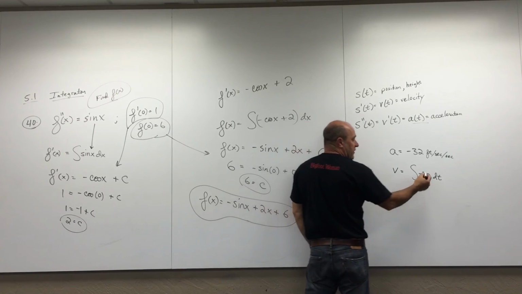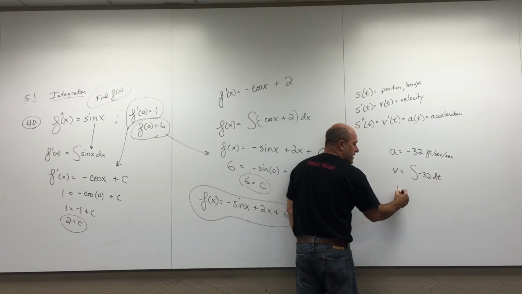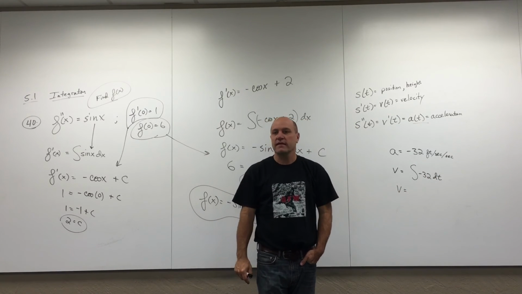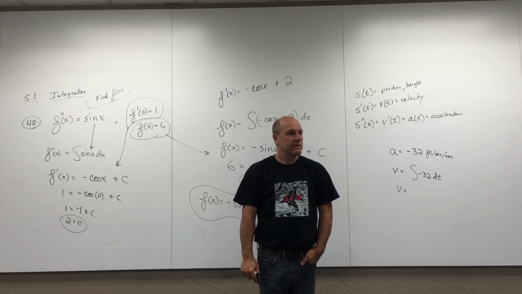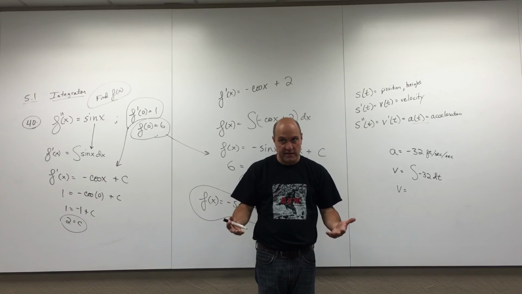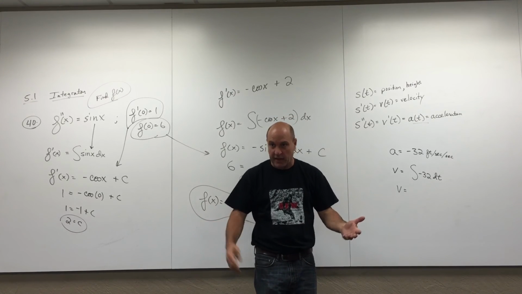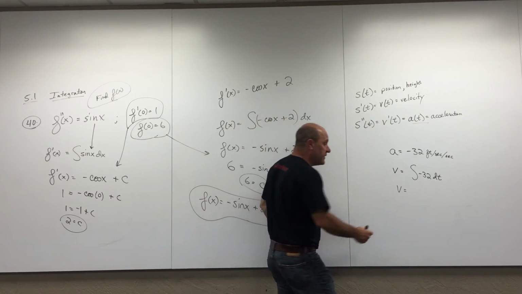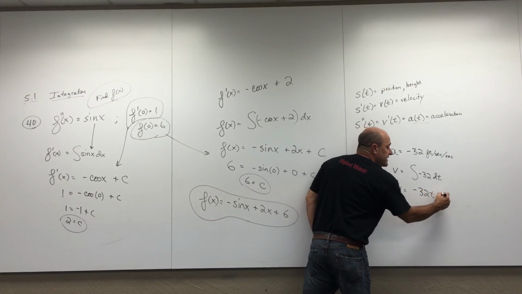How do you integrate a number with respect to t? Earlier today I integrated an 8 with respect to x, and we got 8x. So integrating a negative 32 with respect to t gives negative 32t plus C.